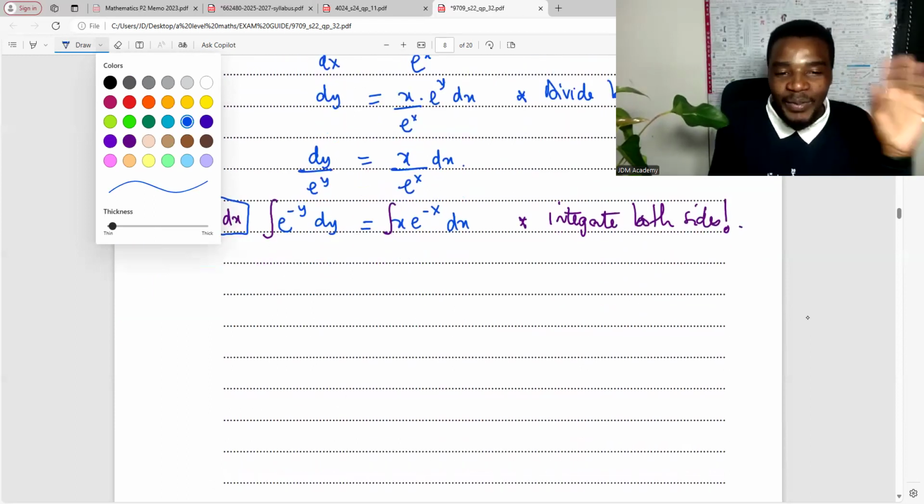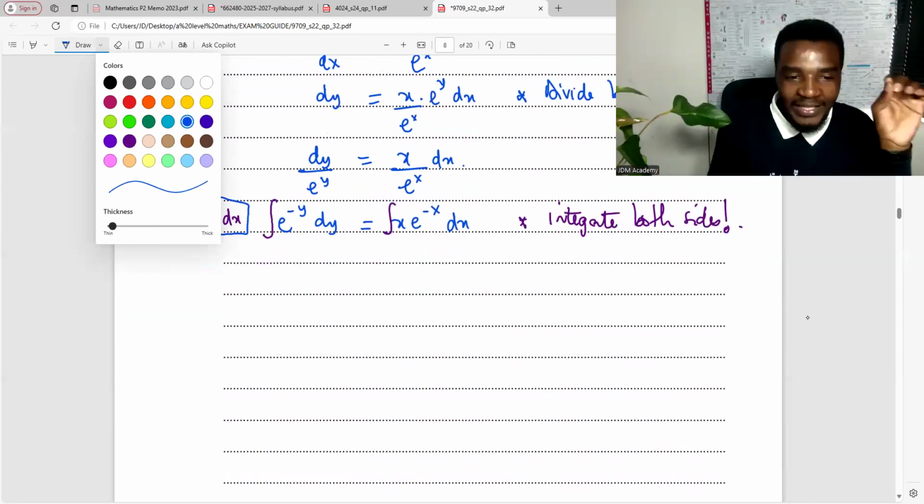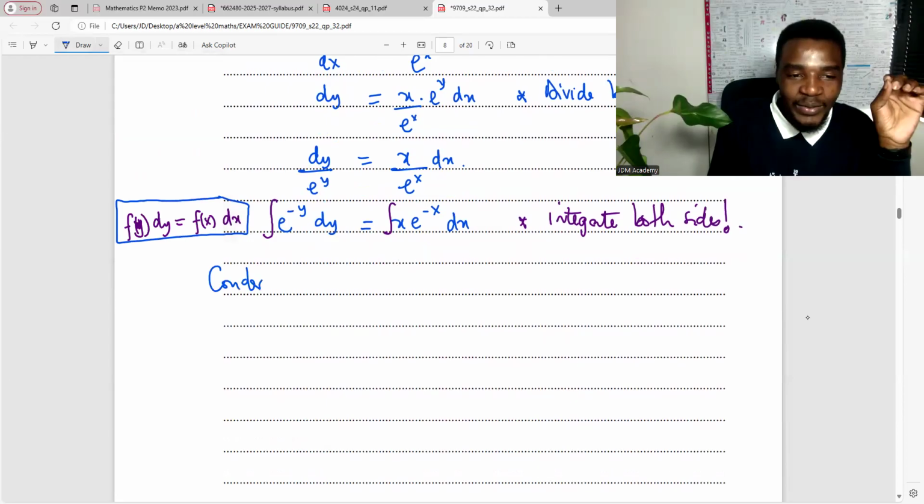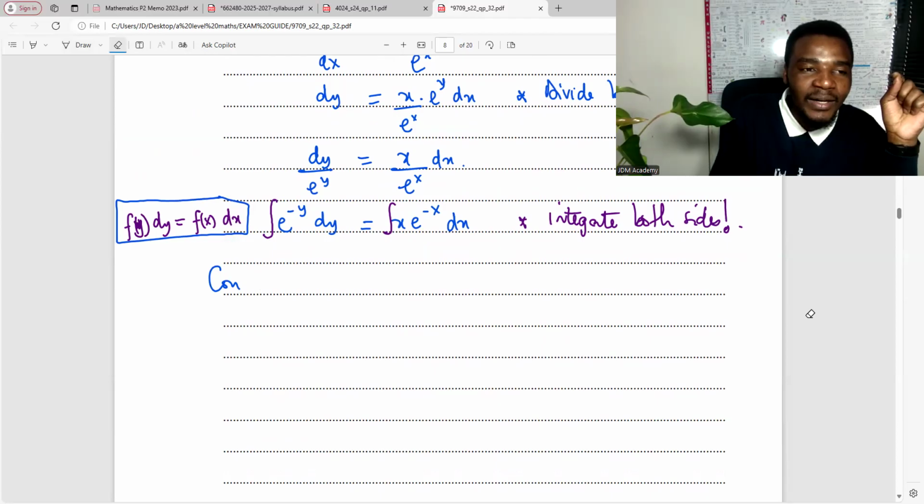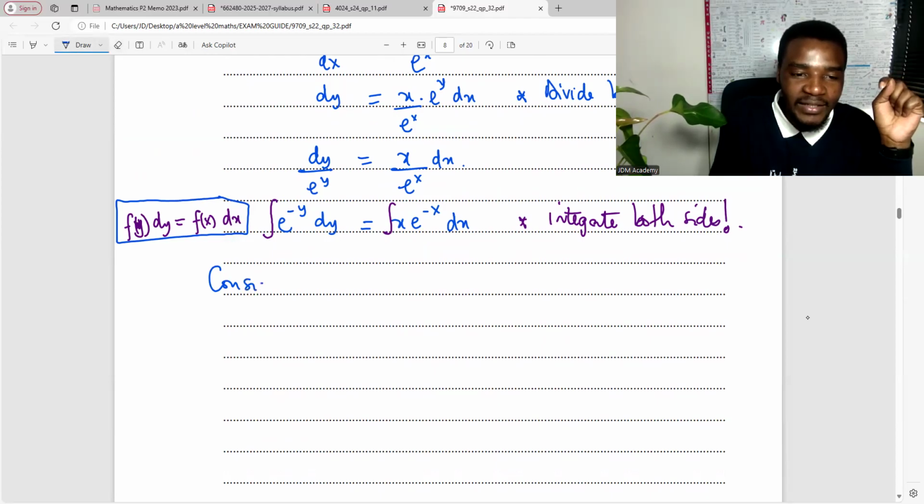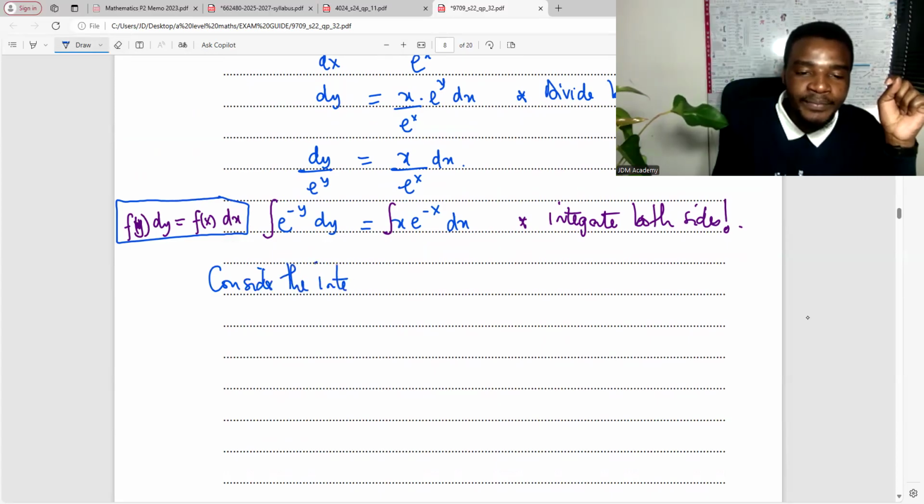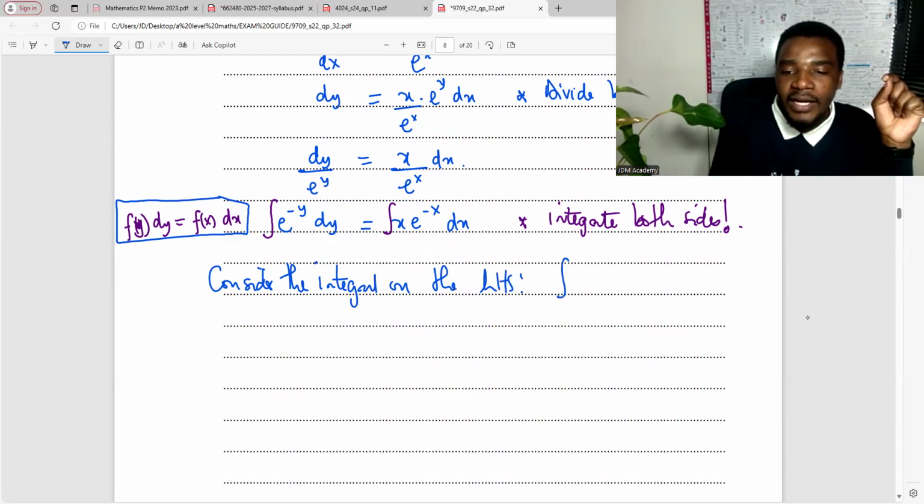So let's consider each and every side. Consider the integral on the left hand side. So the integral is e to the power of minus y dy.